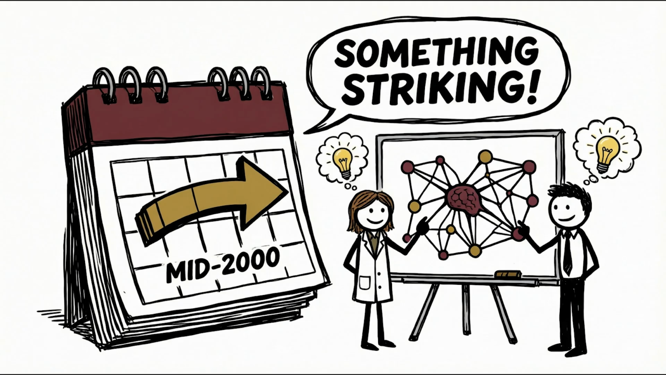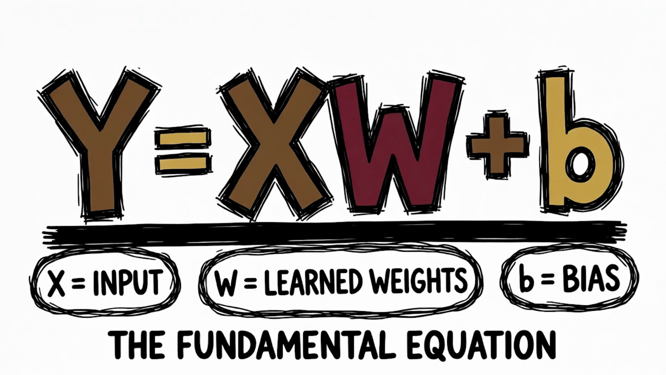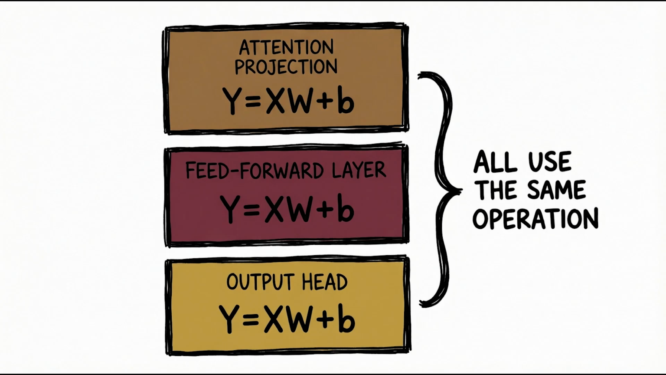Now let's look at the unexpected connection to AI. Fast forward to the mid-2000s, and researchers working on neural networks noticed something striking. At their core, neural networks are mathematical systems. Every prediction they make traces back to one operation repeated across billions of parameters: y = xW + b, where x is an input, W is a matrix of weights, and b is a bias. This same operation appears in every layer, every attention projection, every feed-forward layer, and every output head.